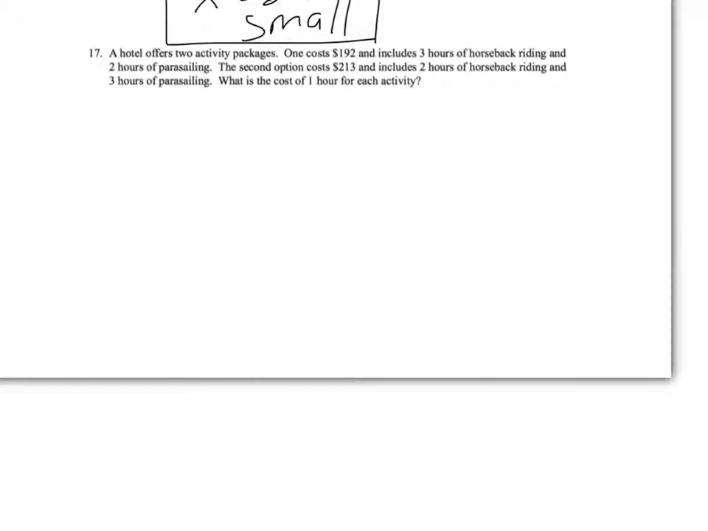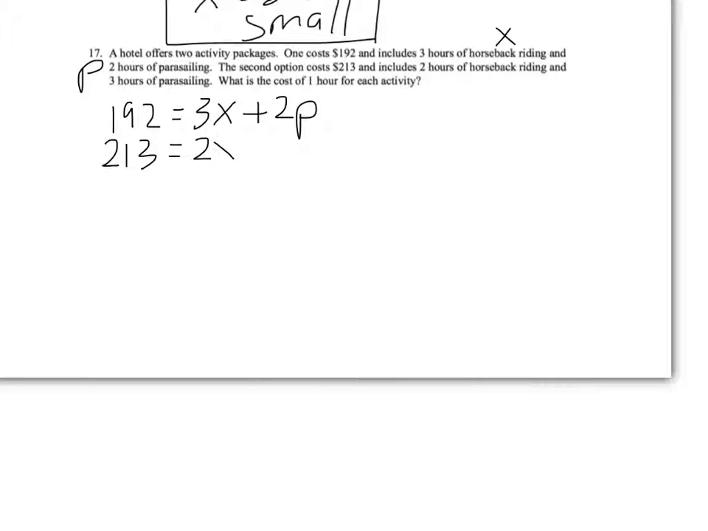The next problem also is one where we're going to get equal signs, not inequalities. So we're going to call horseback riding X. We're going to call parasailing P. So we get 192 equals 3 hours times, or 3 hours. X is the amount it costs to horseback ride, and P is the amount it costs to go parasailing. So there's our one example. And the second one is 2x plus 3p.